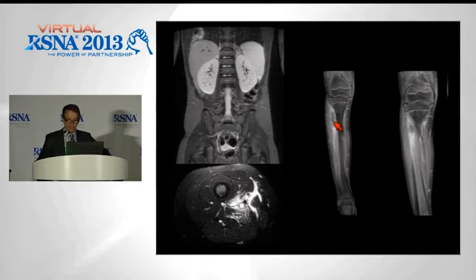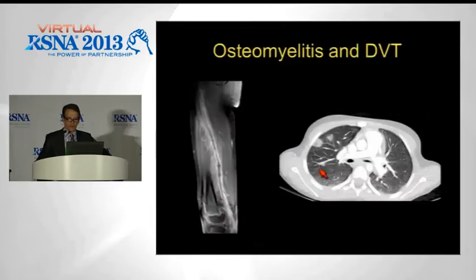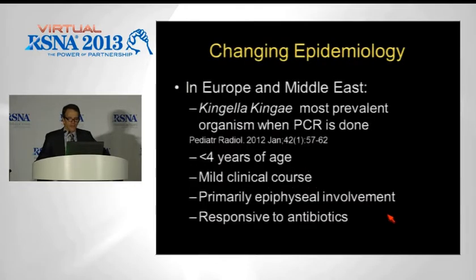So this patient had osteomyelitis with an adjacent abscess, with a deep venous thrombosis, with a pulmonary embolism. And you can see here the extensive deep venous thrombosis, which is non-enhancing, and the areas of pulmonary embolism. So again, these type of findings are things that are becoming increasingly frequent and which we didn't used to suspect in the past.